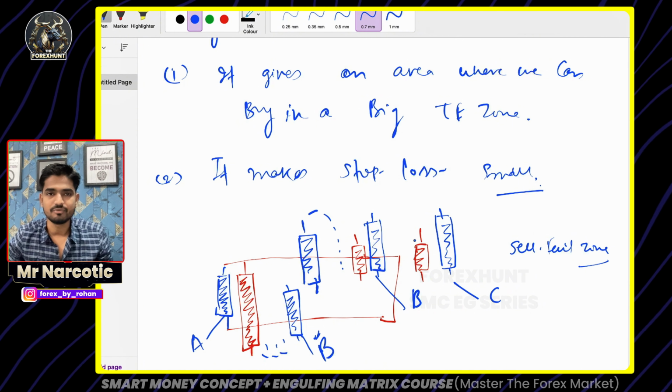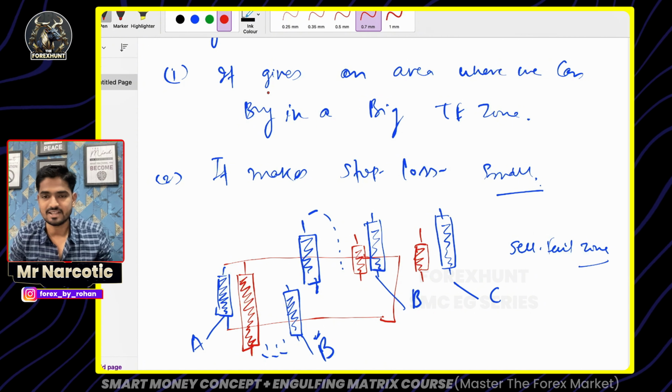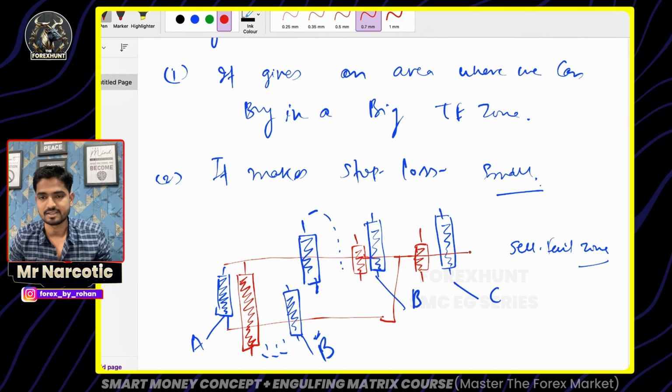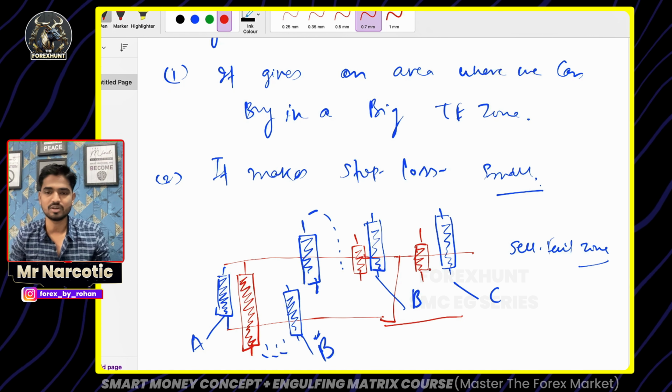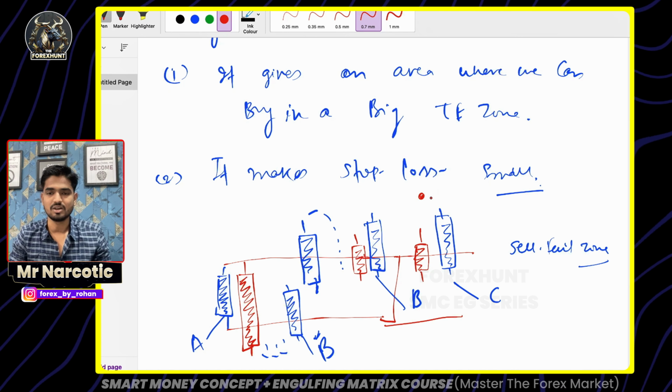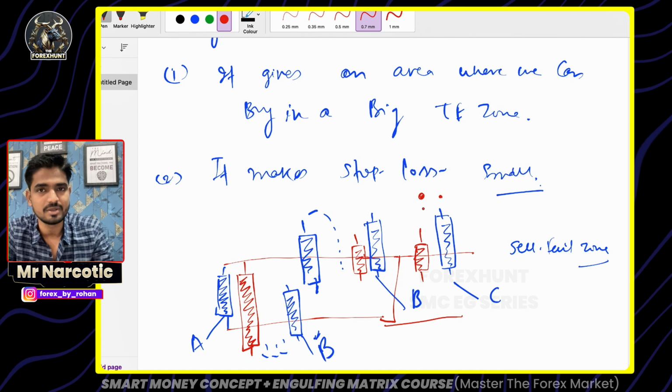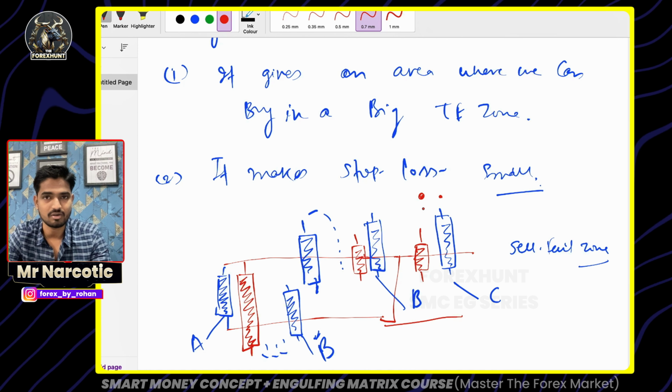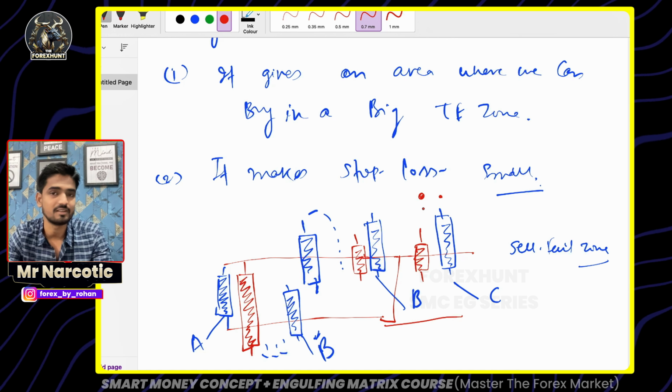It needs to form within the zone. At least touching of the zone is important like this. Okay, if it is not touching the zone and forming somewhere here without touching the zone, that will be invalid, because it needs to take the power of the sell fail. Okay, sell fail zone, as you can say, this is the sell getting failed zone. Let the market come into your zone, and here you can wait for the market to form an engulfing buy, and again an engulfing buy. This is B, this is C.